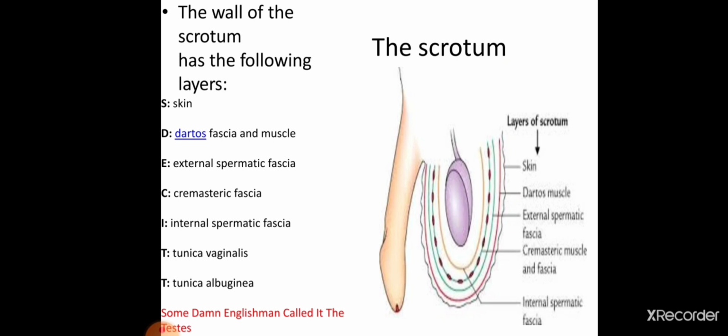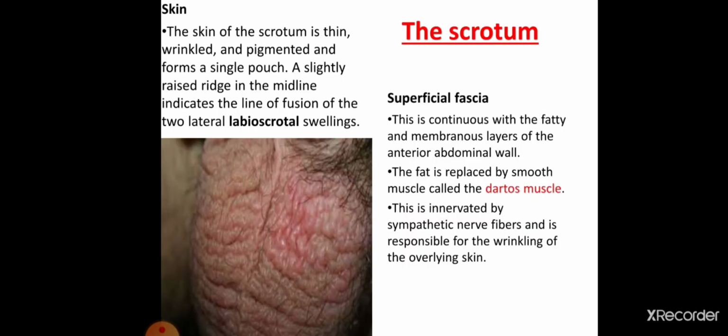Now the wall of the scrotum includes the following layers. Outermost is the skin, then inside that dartos muscle and fascia. Then internal to it we have external spermatic fascia, then cremastic fascia, then internal spermatic fascia, then tunica vaginalis, and the innermost is tunica albuginea. So these are the layers of the wall of the scrotum.